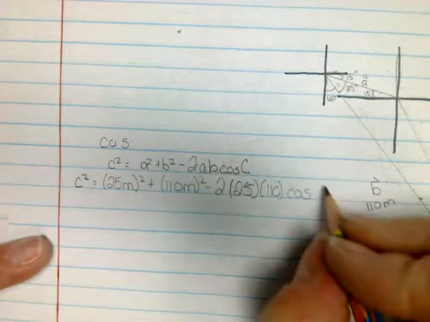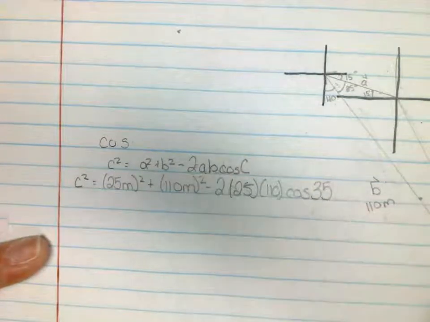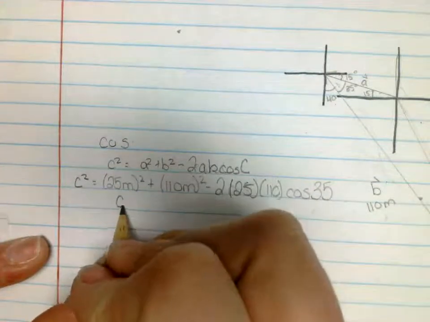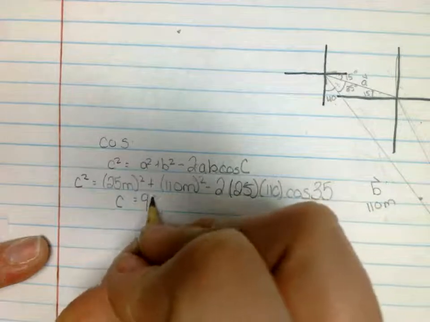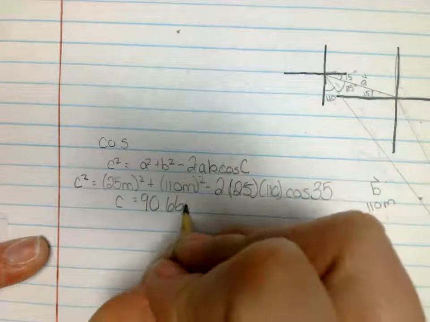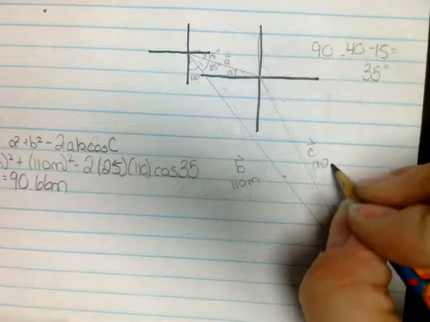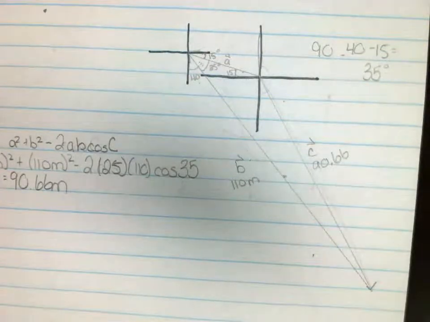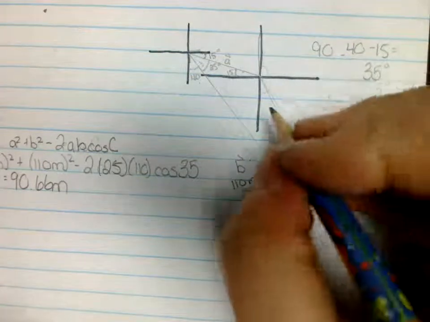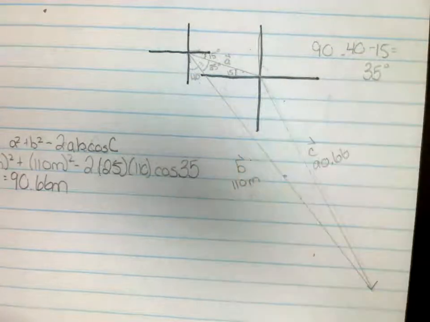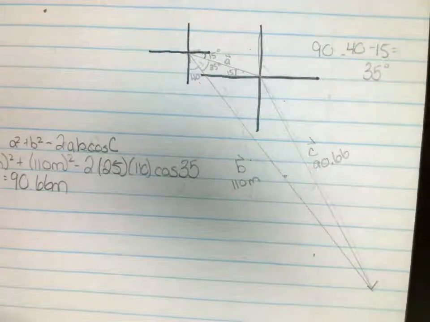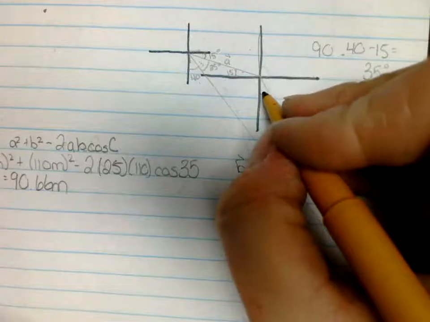So I'm going to plug that in to my problem. I'm going to get that c is equal to 90.66 meters. So I can plug that in over here. I've got 90.66. The next part of the problem is to use sine law to figure out the angle of displacement. So that's what I'm looking for right here.